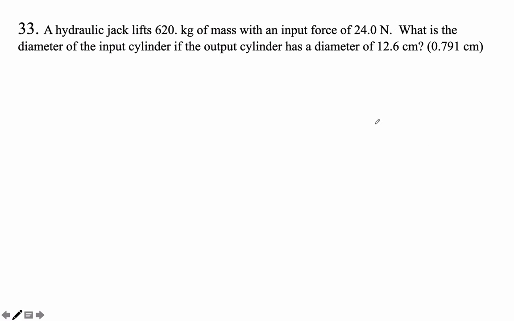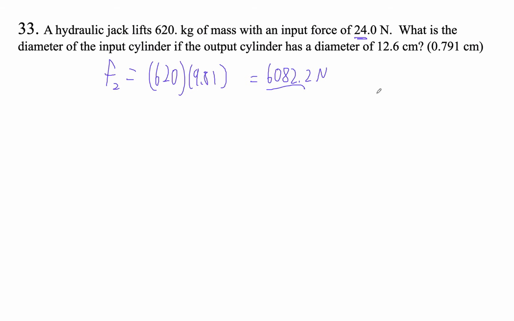All right, let's see. A hydraulic jack lifts 620 kilograms of mass with an input force of 24 newtons. So our output force, I'll call this F2, is 620 times 9.81. I'm just calculating the weight of the object. So it's 6082.2 newtons. All right.